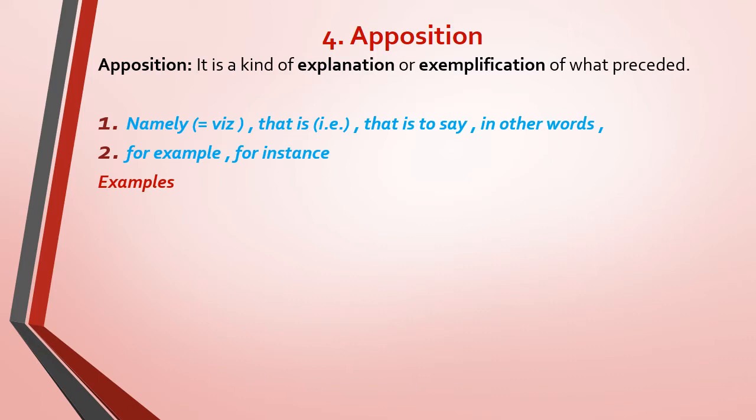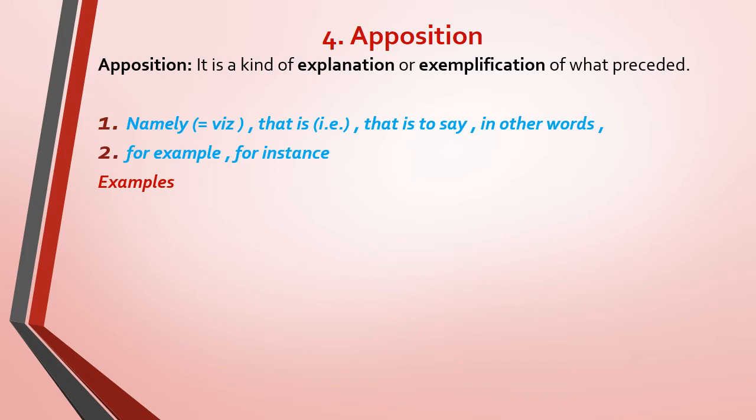Here are the conjuncts which express apposition. In the first list, we have those which show explanation. We have namely, between brackets, viz. We can use the word viz. It means namely. We have also the conjunct that is. The abbreviation of that is i.e. It is preferable to use that is in formal writing. That is to say. And finally, in other words.